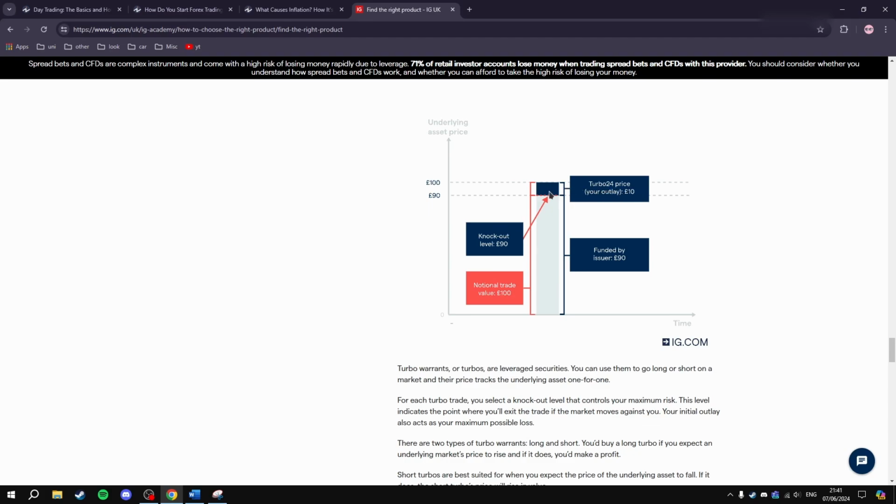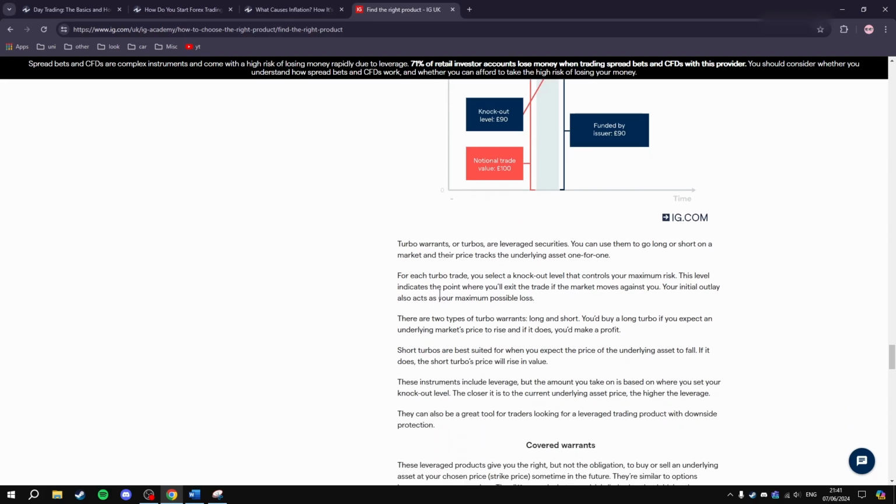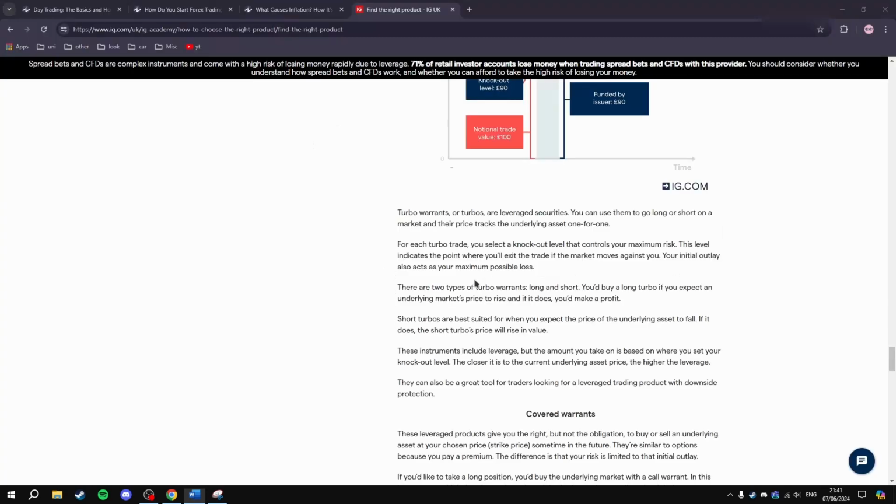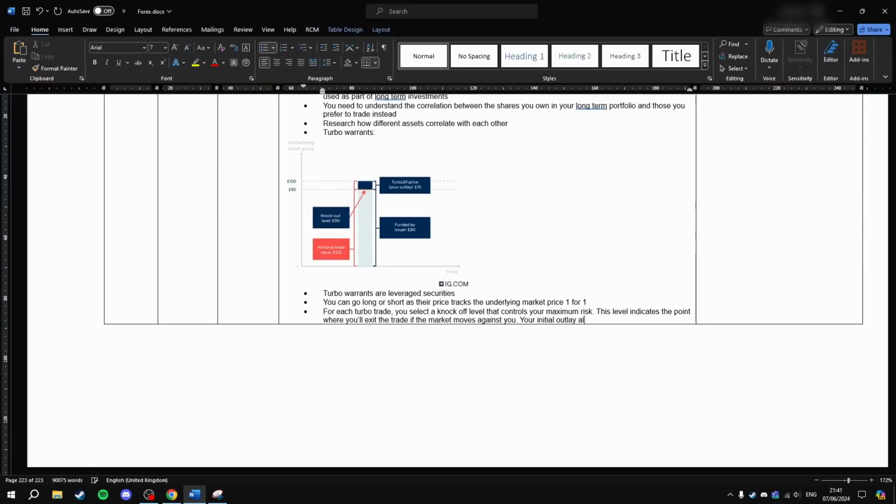Oh wait, so is this your margin and this is the leverage? So you put in £10 whilst your issuer funds you £90. So this is like a leverage. Yeah, leverage securities. Right, okay, so the £10 is your margin. The £90 is your leverage. So your initial outlay, your initial deposit, acts as your maximum possible loss.